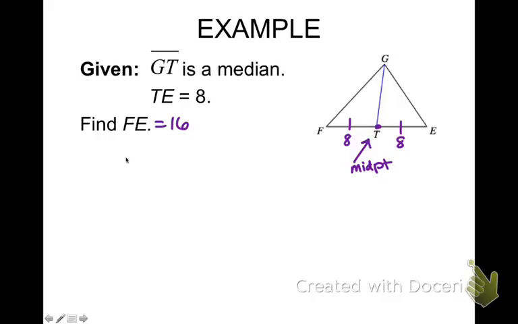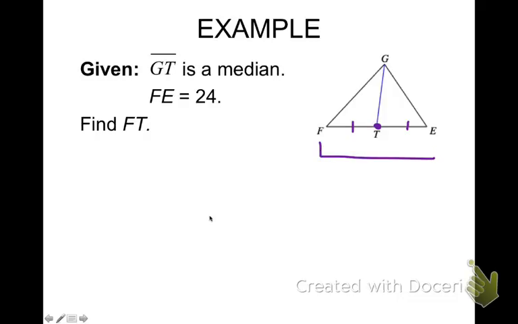Okay. Next one. GT is a median, which then again means that T is the midpoint, which means FT is congruent to ET. Now it's telling me that FE is 24. What would FT be? 12. Good. The last one was 16. Yes. So far, so good.